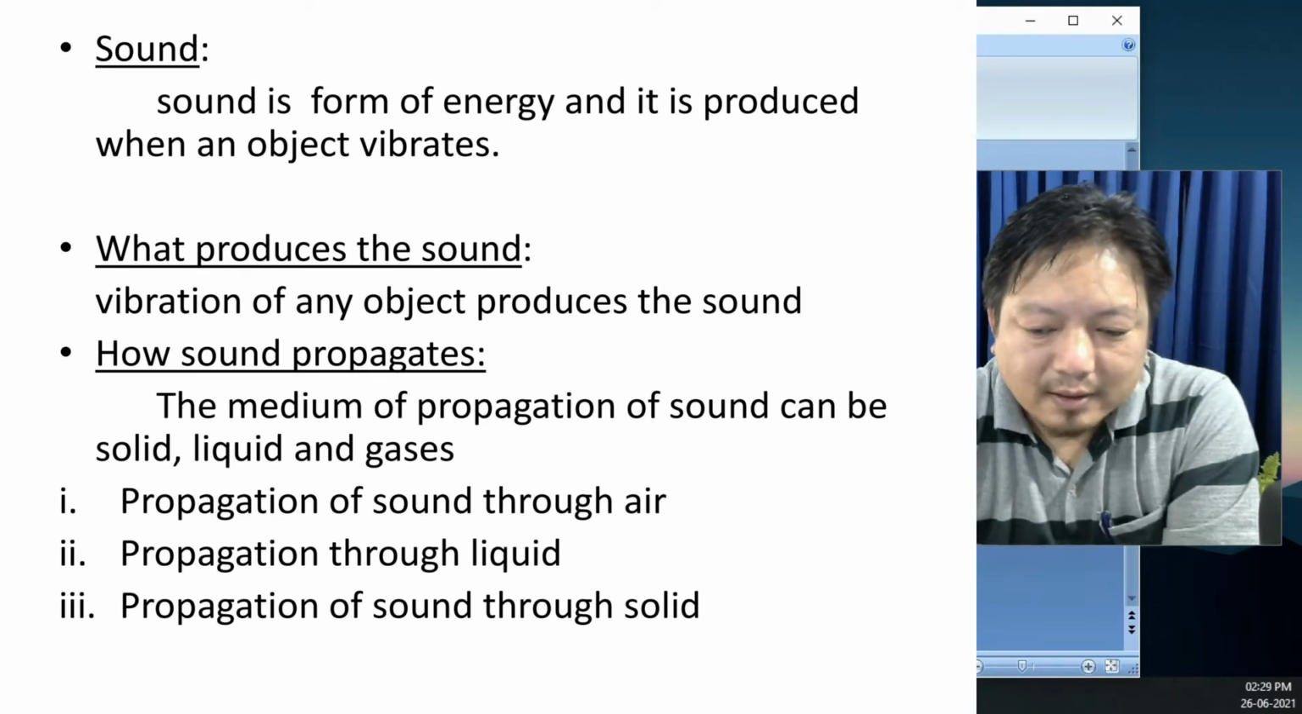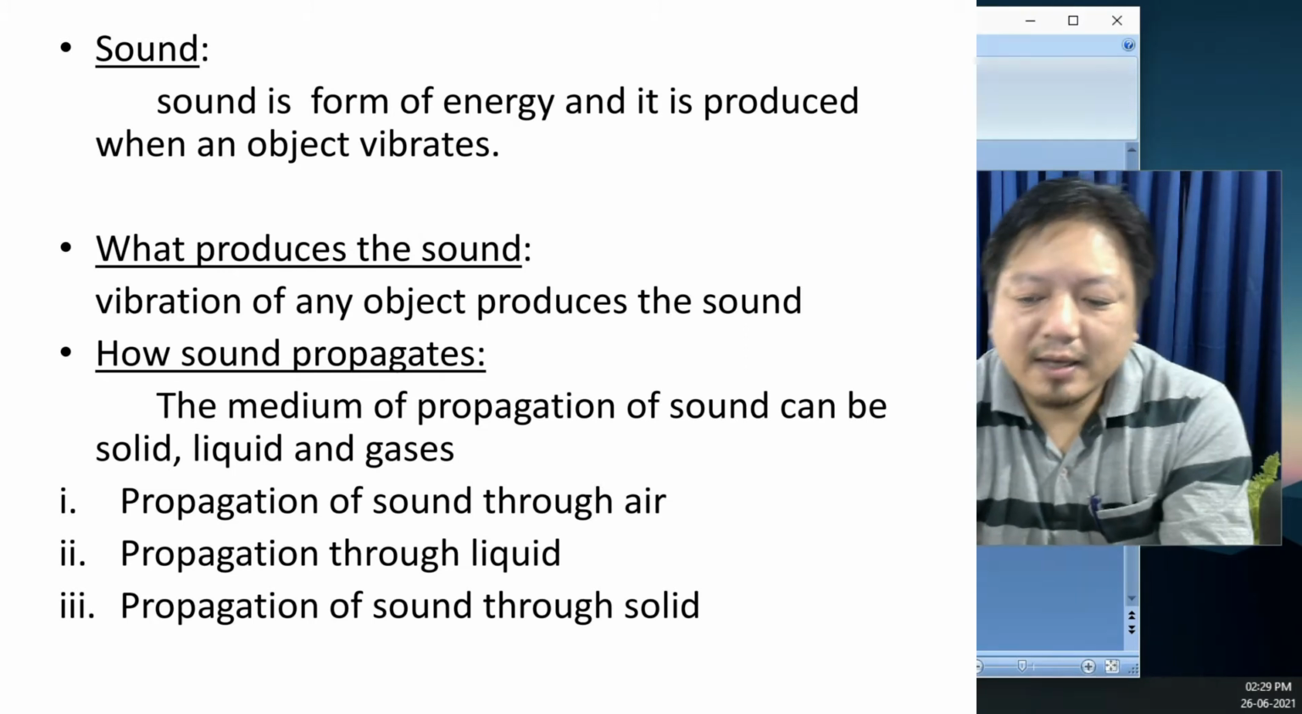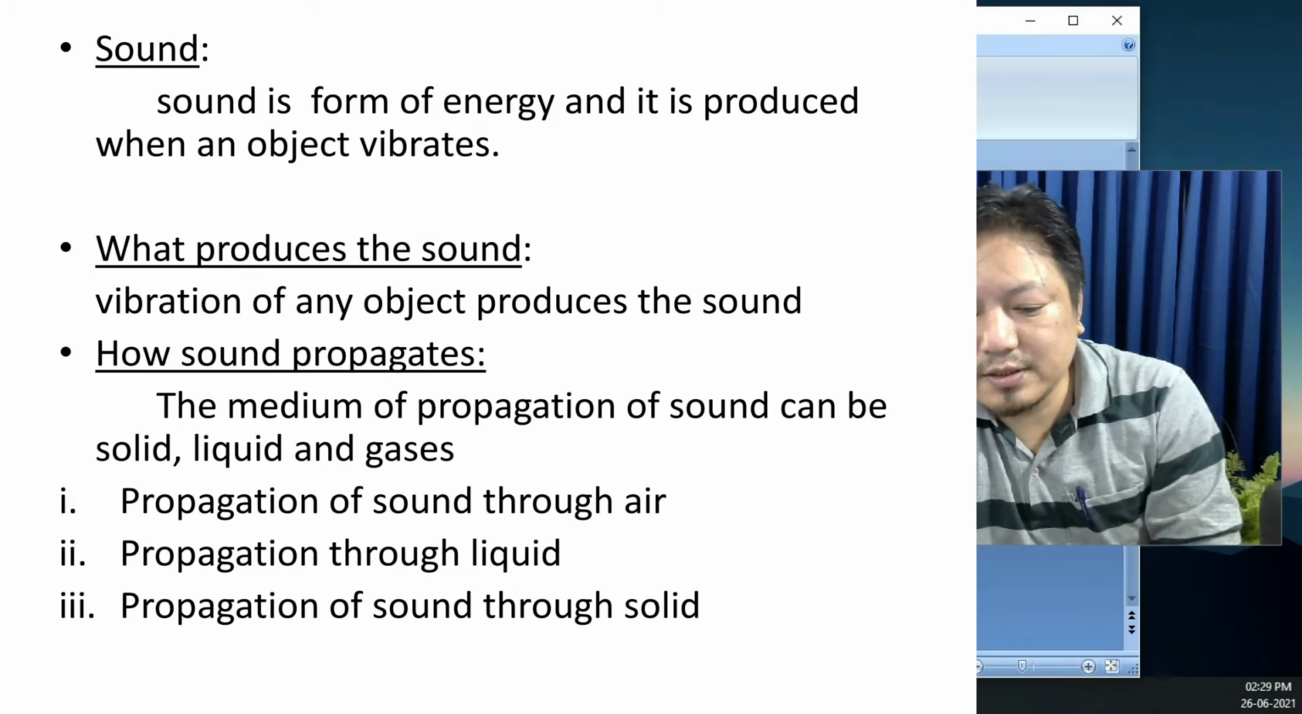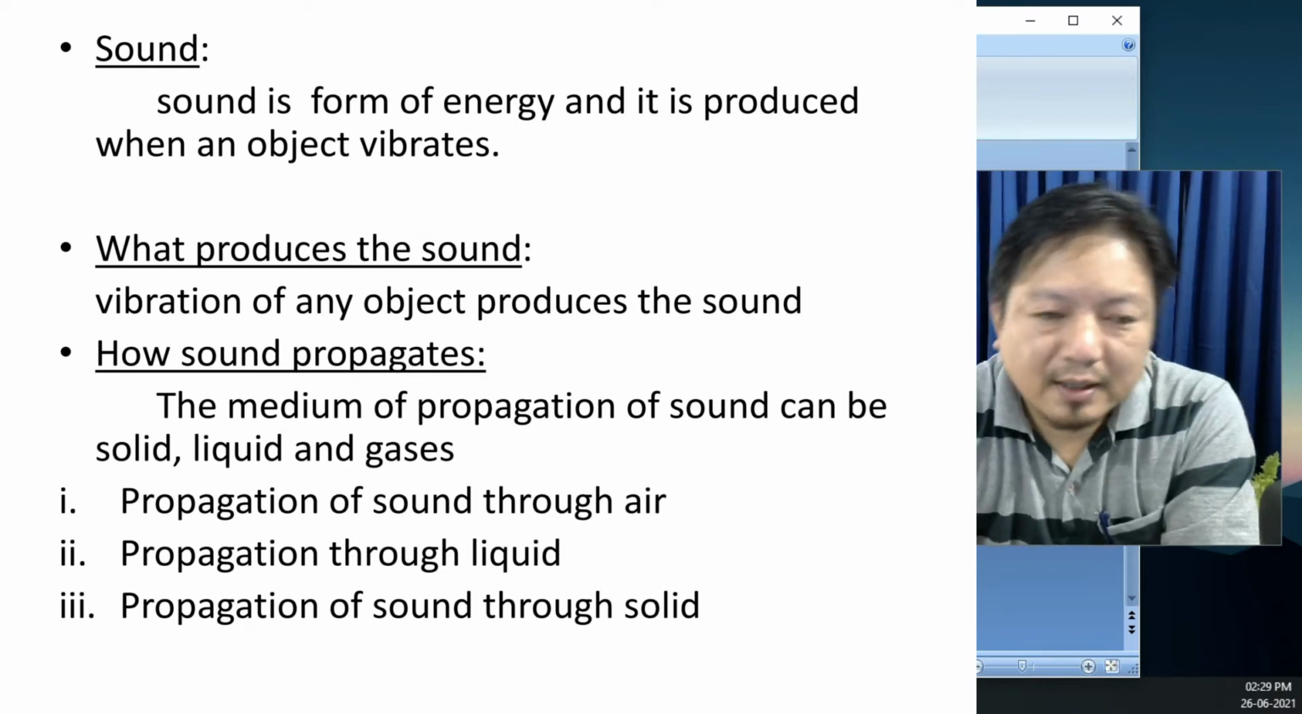And the doctor uses a stethoscope to check the rate of heartbeat. The doctor places the small disc-shaped object against the chest. The sound of our heartbeat travels through the tube and can be heard at the earpiece. So this medium of propagation is called solid. So now we understand sound can travel through solid, liquid, and gases.